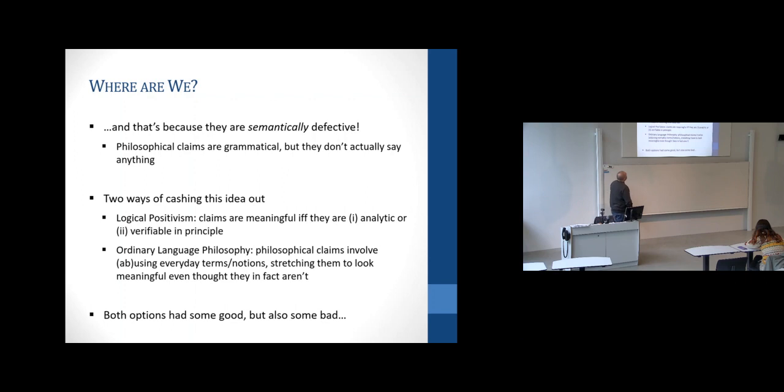So they're semantically defective, the claims are grammatical, but they don't say anything. We had two ways of cashing that out. The positivists told us, hey, claims are meaningful if and only if they're either analytic or they're verifiable in principle. The ordinary language philosophers said, hey, philosophical claims seem like they're saying something because they abuse everyday terminology, but they're stretching it out in a way that it just distorts it so badly it doesn't actually have the meaning that it's supposed to anymore. Both of these options had some positive qualities, but they also had lots of bad.